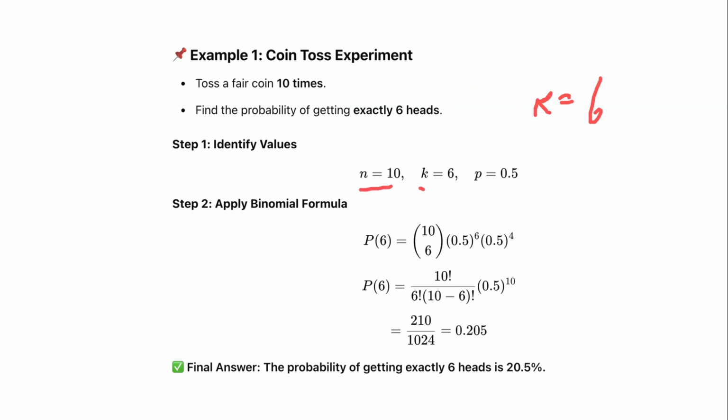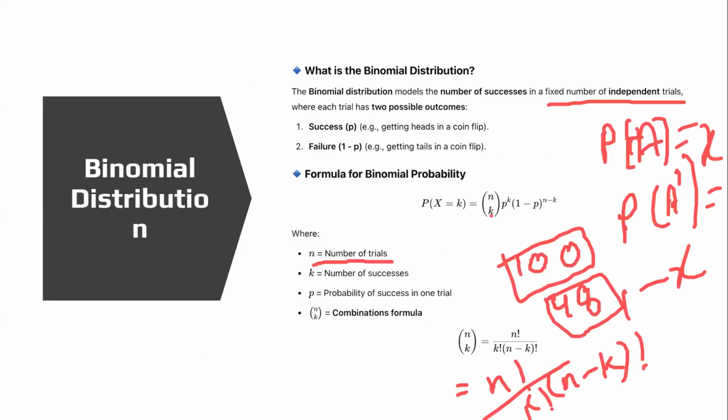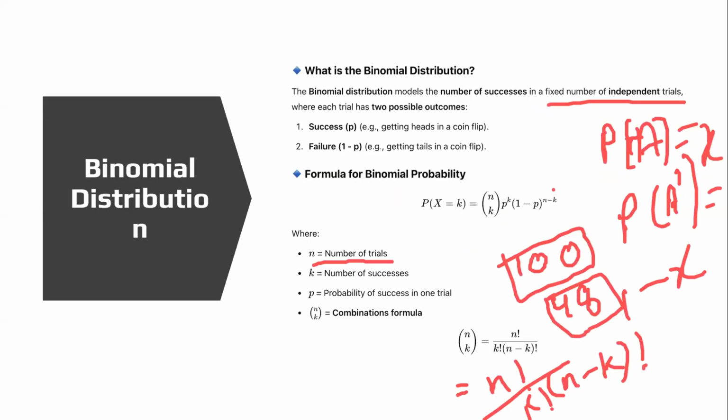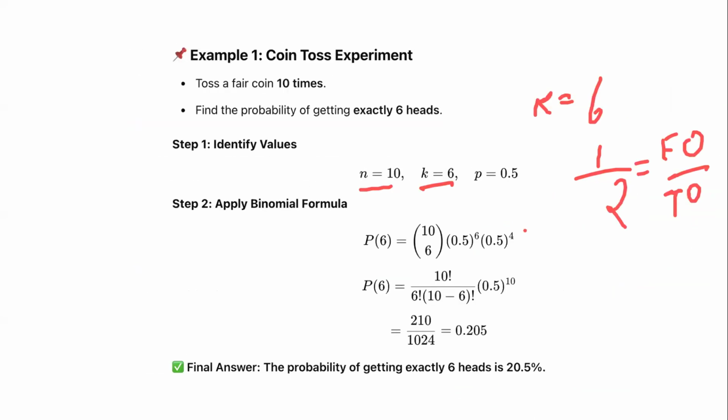N is equal to 10, k equal to 6, and the probability of getting a head is 0.5, because you remember 1 by 2, where 1 is the favorable outcome and 2 is the total number of outcomes from that event. Let's input all those values. The combination formula, 10 choose 6, will come here because n is 10 and k is 6, times 0.5 to the power 6. You remember this formula, right? p to the power k, and then the negation of p, (1 minus p), to the power n minus k. That is nothing but 4.